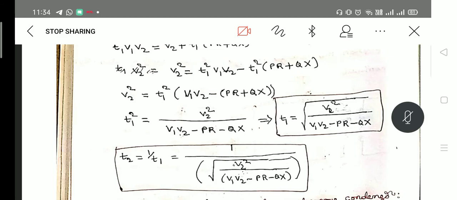All of you clear this derivation? All of you clear?